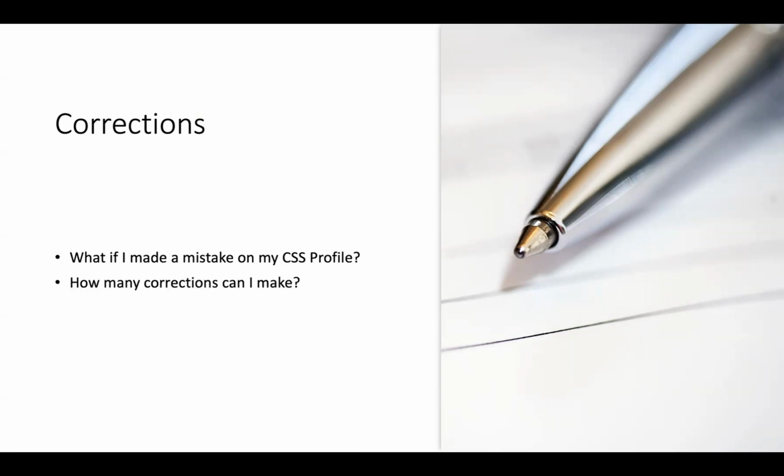How many corrections can I make? Students are only able to submit one correction per academic year. If you have already submitted a correction and find an additional error, you will need to reach out to your institutions directly.